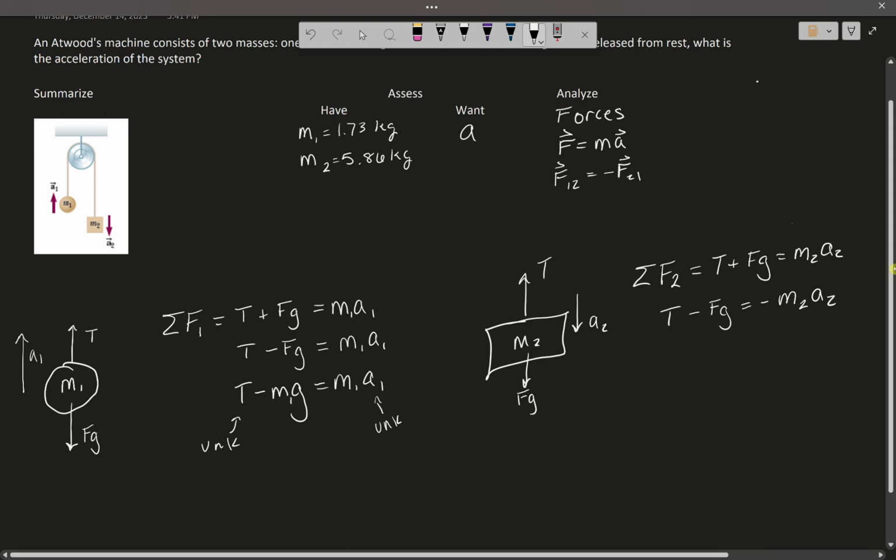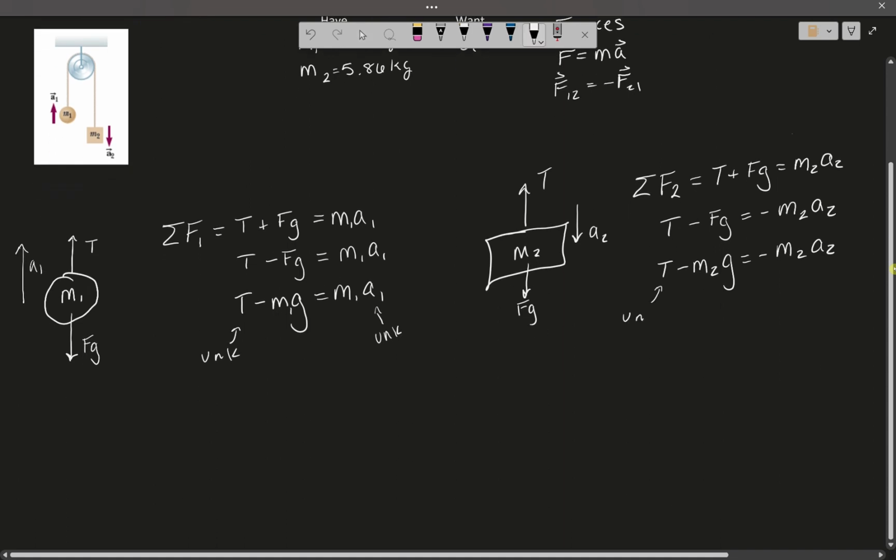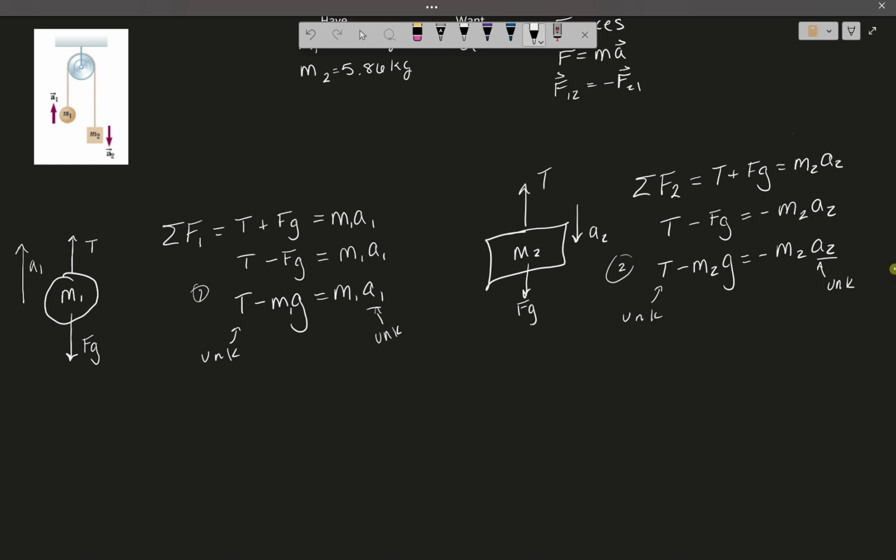I'm going to now replace my Fg with the mass 2 times gravity, which is equal to negative m2a2. So in this situation, I also have the unknown tension and the unknown acceleration. I've already incorporated the directionality of my accelerations in equation 1 and equation 2, meaning that this a1 and a2 are just the magnitude of the acceleration, right? This is not directionality, there's no vector sign, this is just the magnitude.